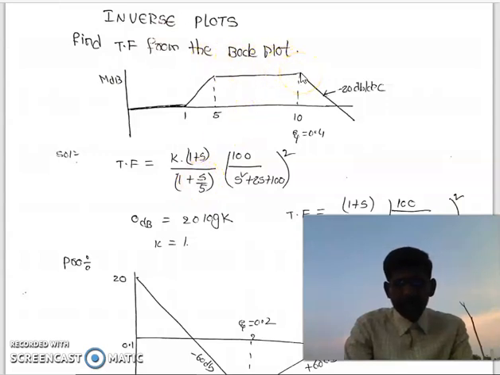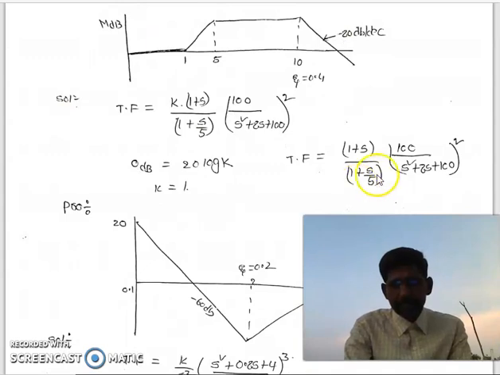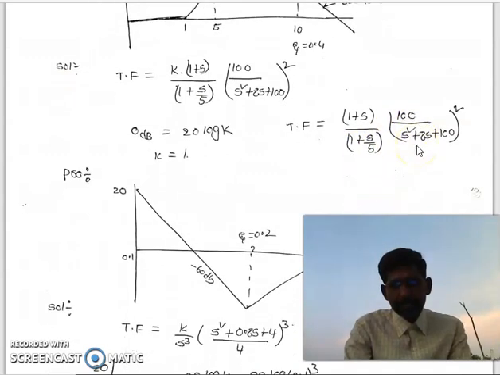From here, the slope is minus 80 dB per decade. If it is minus 80 dB per decade, and the zeta value they had given is 0.4, so two complex poles are present. So this is the transfer function. 0 dB equal to 20 log k. The k value is 1. If k value is 1, the transfer function is 1 plus s divided by 1 plus s by 5 into 100 divided by s square plus 8s plus 100 whole square.